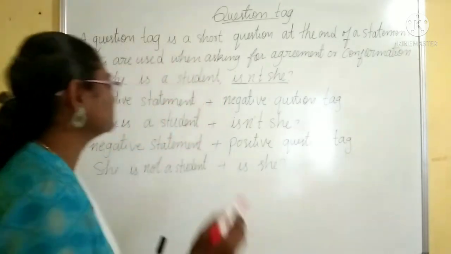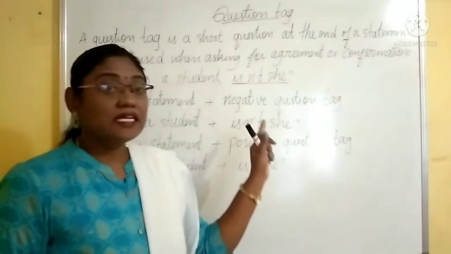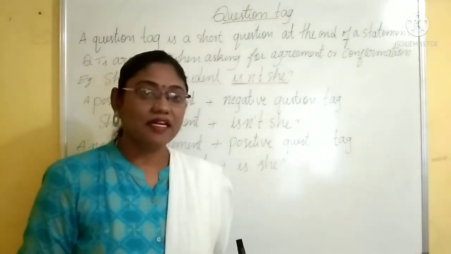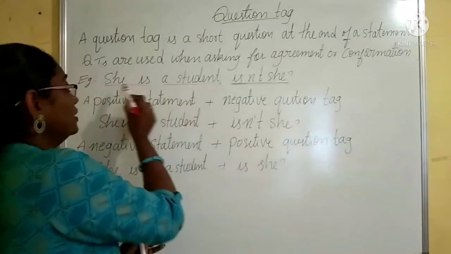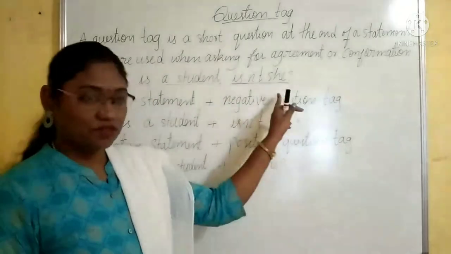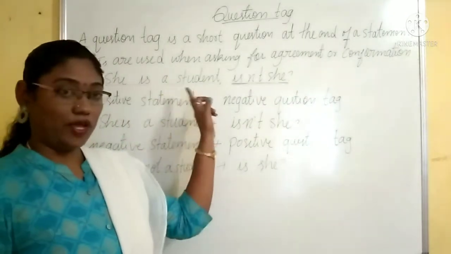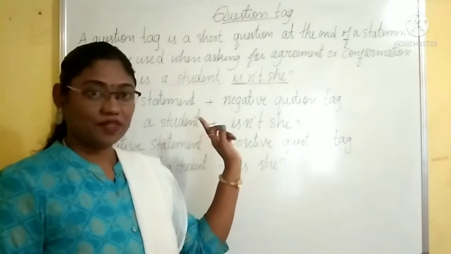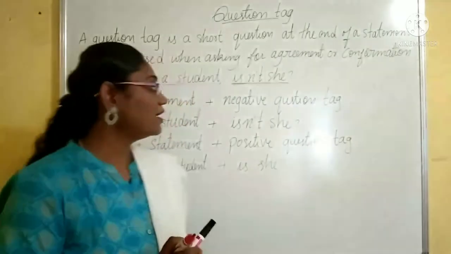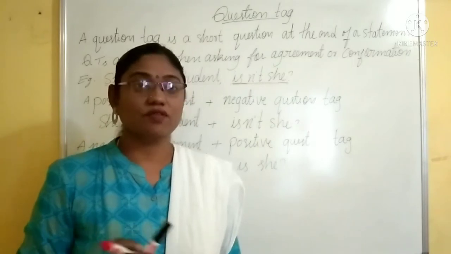Let me tell you. She is a student, isn't she? See, here I have written a question tag and I am going to confirm whether she is a student or not. Got it? This question tag is used here to confirm whether she is a student or not. So in these situations we use question tags. Now, let's see some basic rules of making question tags.